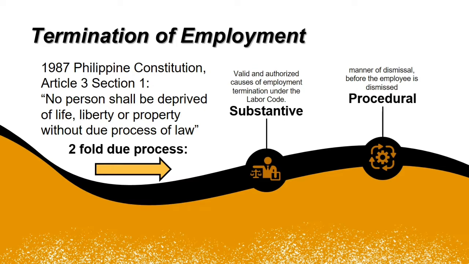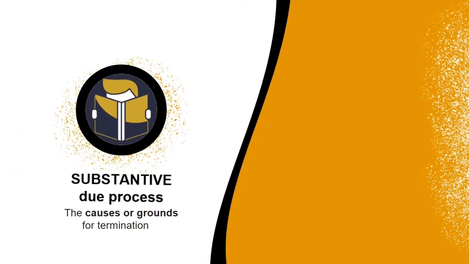So again, what is the substantive due process? This essentially refers to the causes or the grounds for termination. And generally, it includes serious misconduct, willful disobedience, gross and habitual neglect of duty, fraud, loss of trust and confidence, commission of a crime, and some other analogous cases.